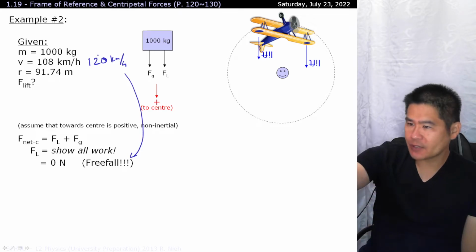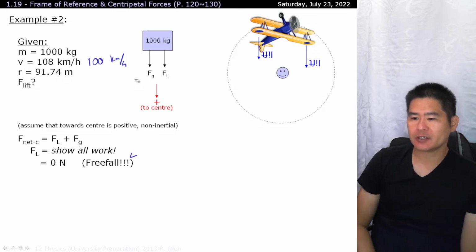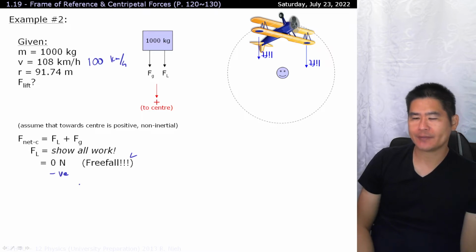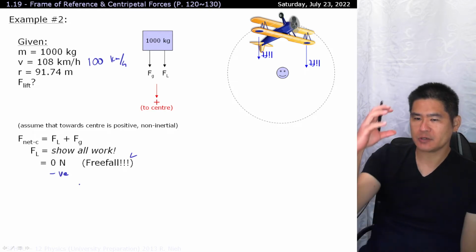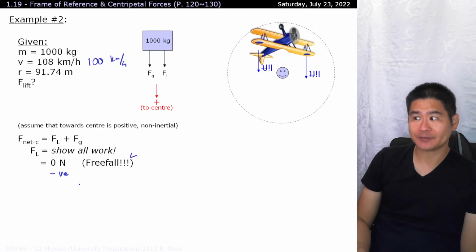All right, and if you don't go as fast as that, let's say you drop down to 100 kilometers per hour and you do your calculations, you'll notice that you end up getting some sort of negative answer. All right, what does that mean? Well, that means that the lift of the plane doesn't really help you out anymore, because you'll start to fall right off the plane. So hopefully you're wearing a seatbelt in this case, if you're not flying fast enough.